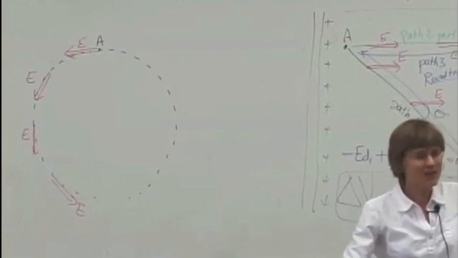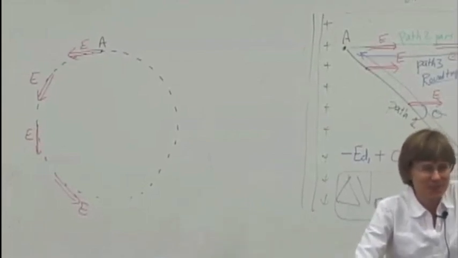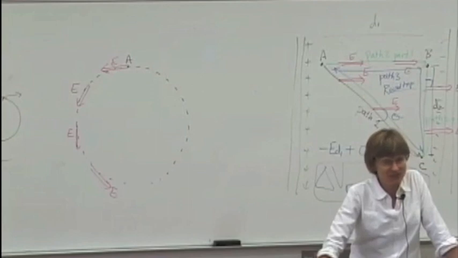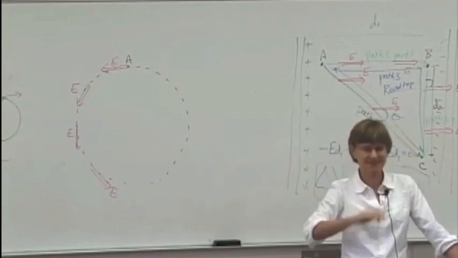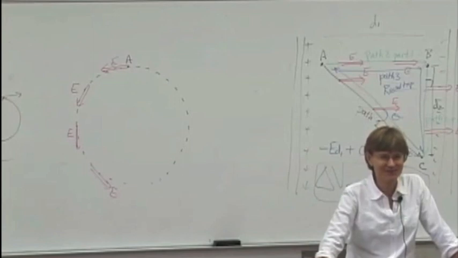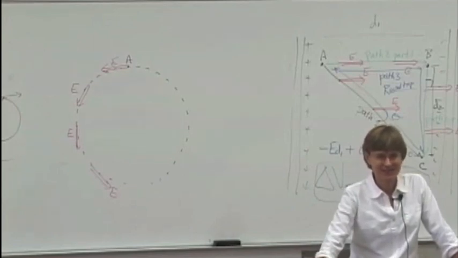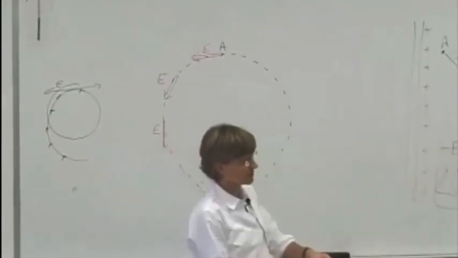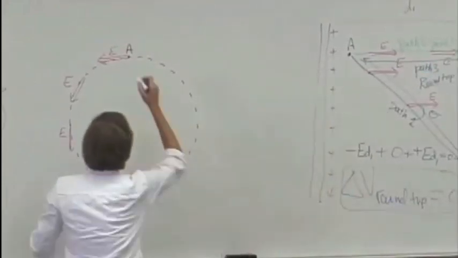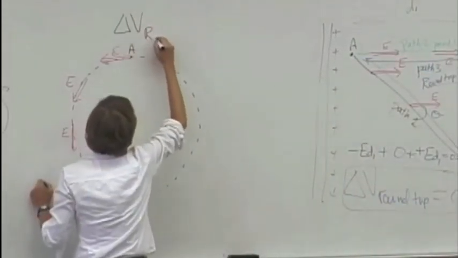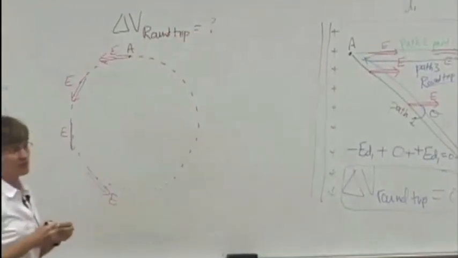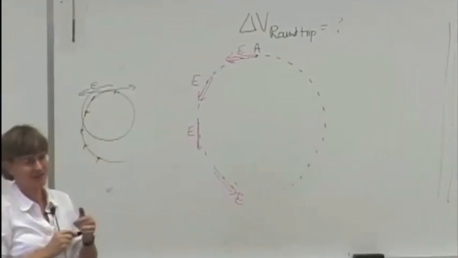Okay, can anybody explain why it's actually impossible? Not because you need an infinite number of point charges. I can get a lot of point charges. Suppose we had this, okay? What would delta V round trip be for this path, Nick?